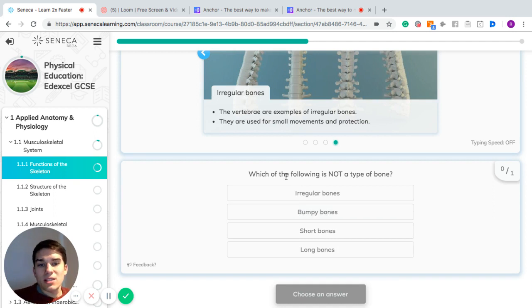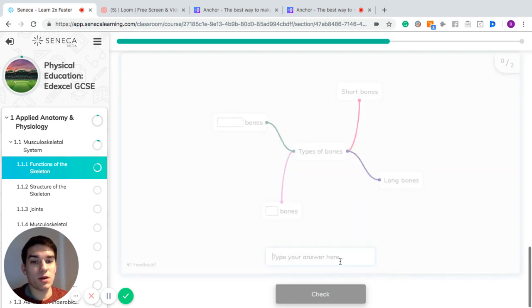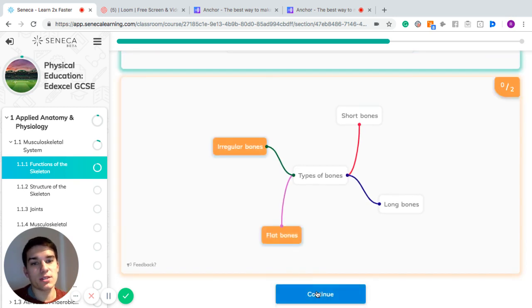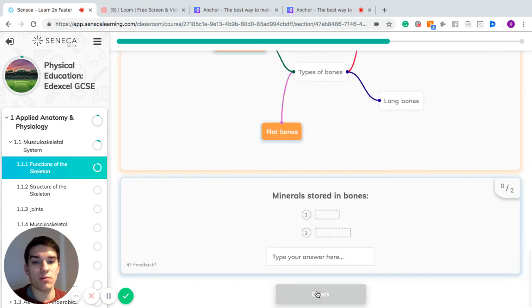Which of the following is not a bone type? Irregular bones is a bone type, short bones and long bones are both types of bone, so bumpy bones is not. And just to remember, the 4 types or classifications of bone are short, long, flat, and irregular.